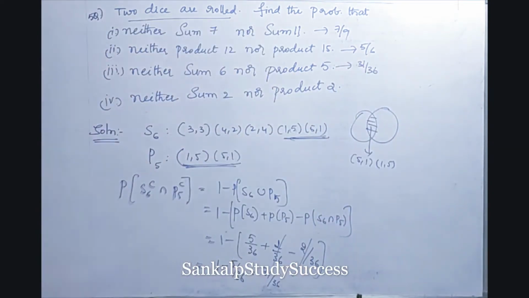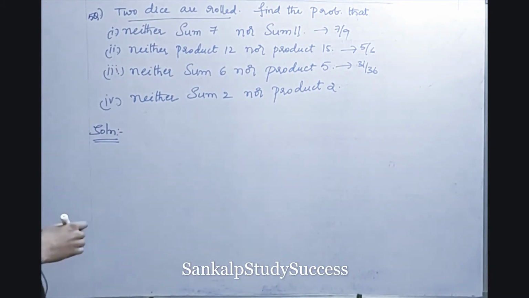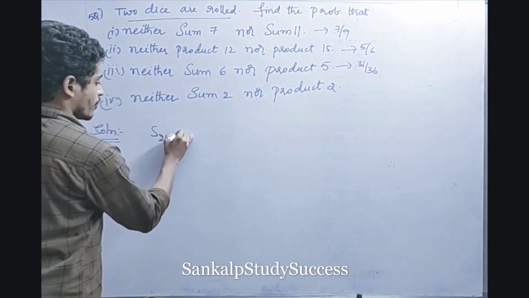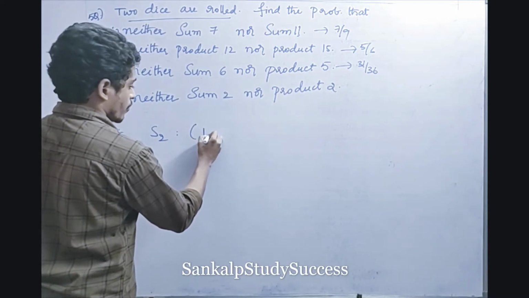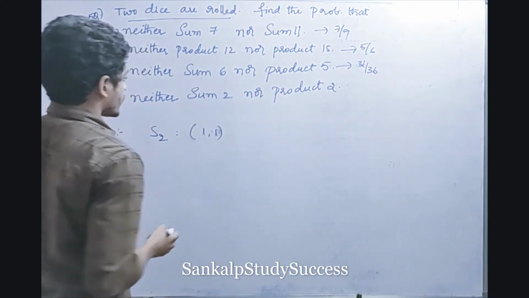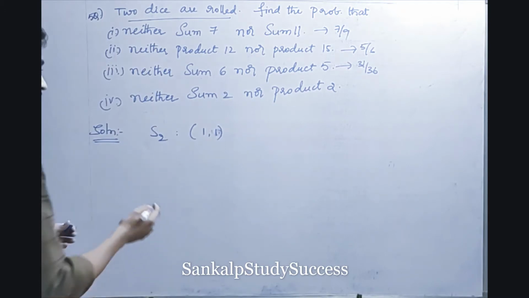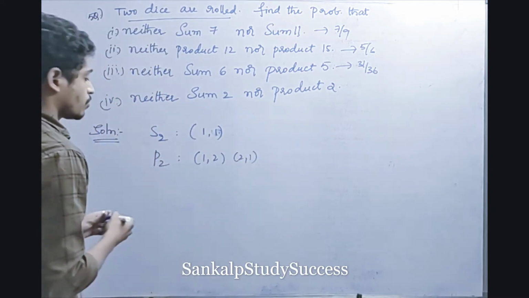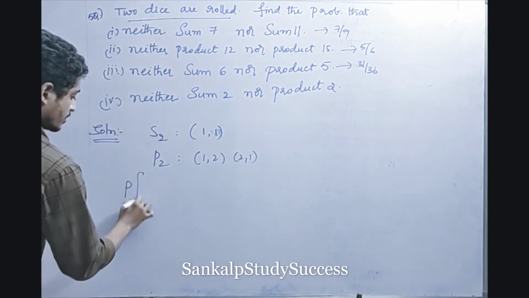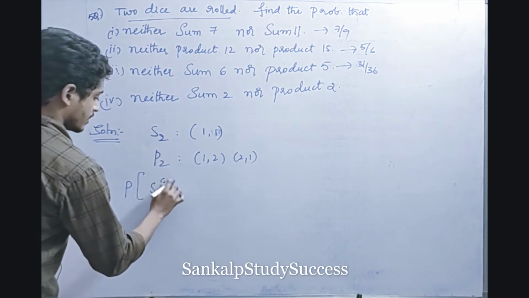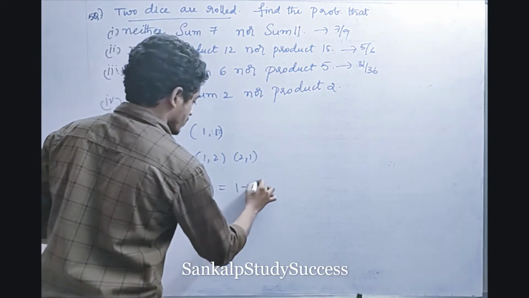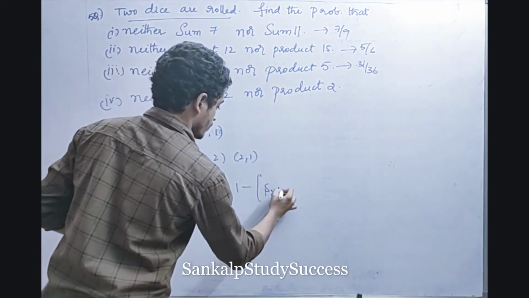Hope you understand. Now let us see the fourth question: neither sum 2 nor product 2. When sum 2 comes, only 1, 1 is the only possibility. Next, when product 2 comes, it is 1, 2 and 2, 1. Now what is the probability that we need? Probability of S2 complement intersection P2 complement. So this formula is 1 minus S2 union P2.